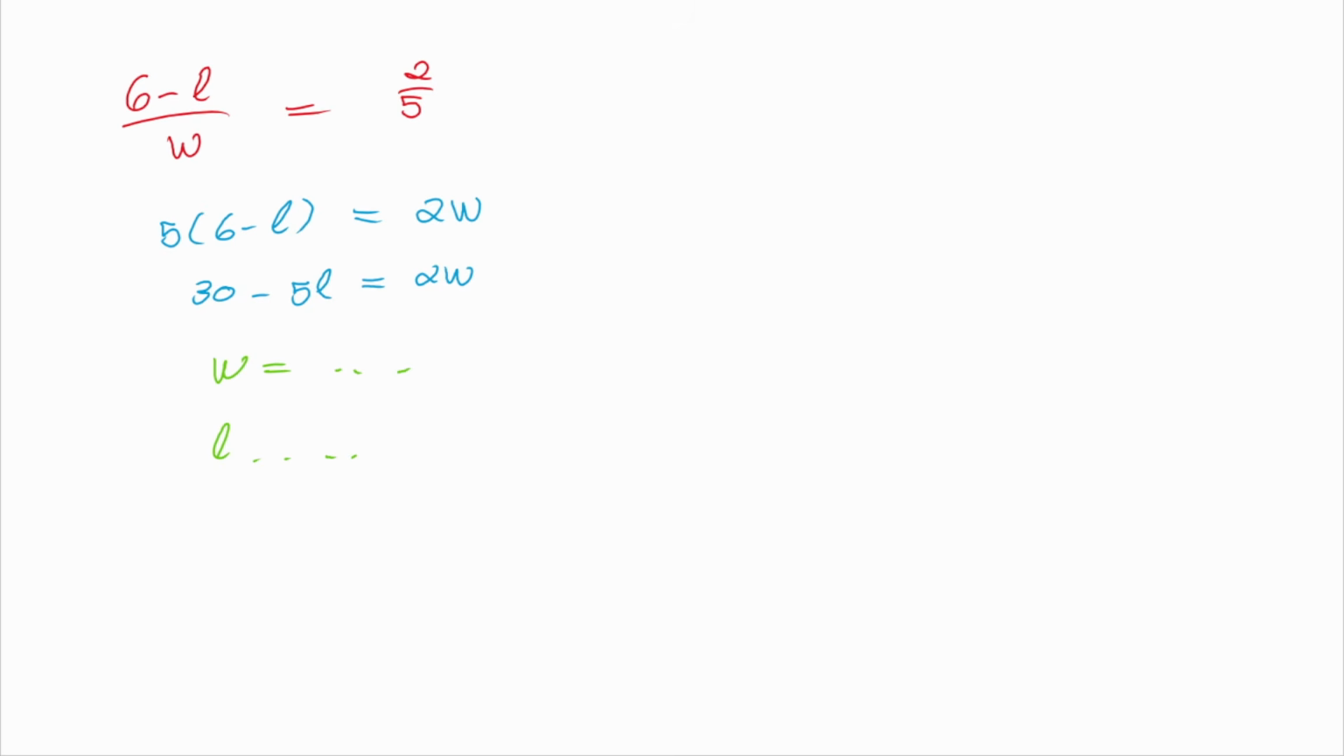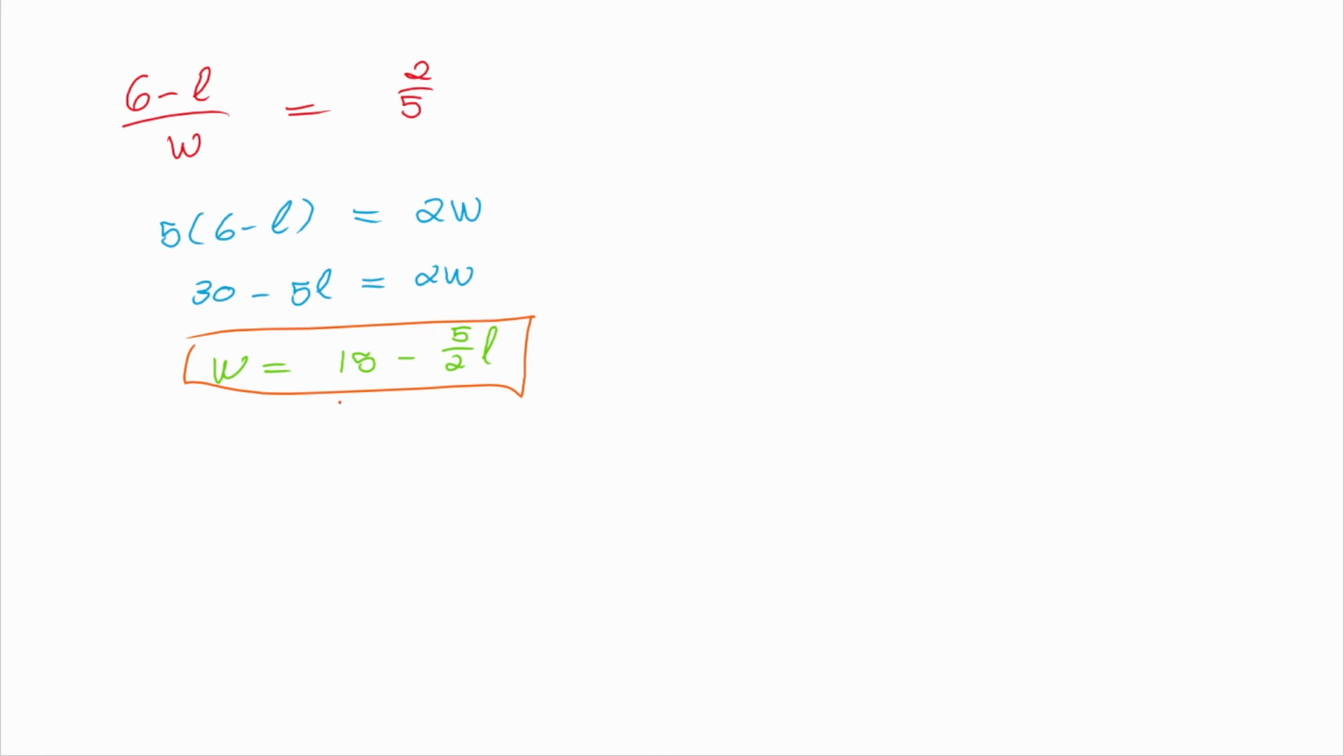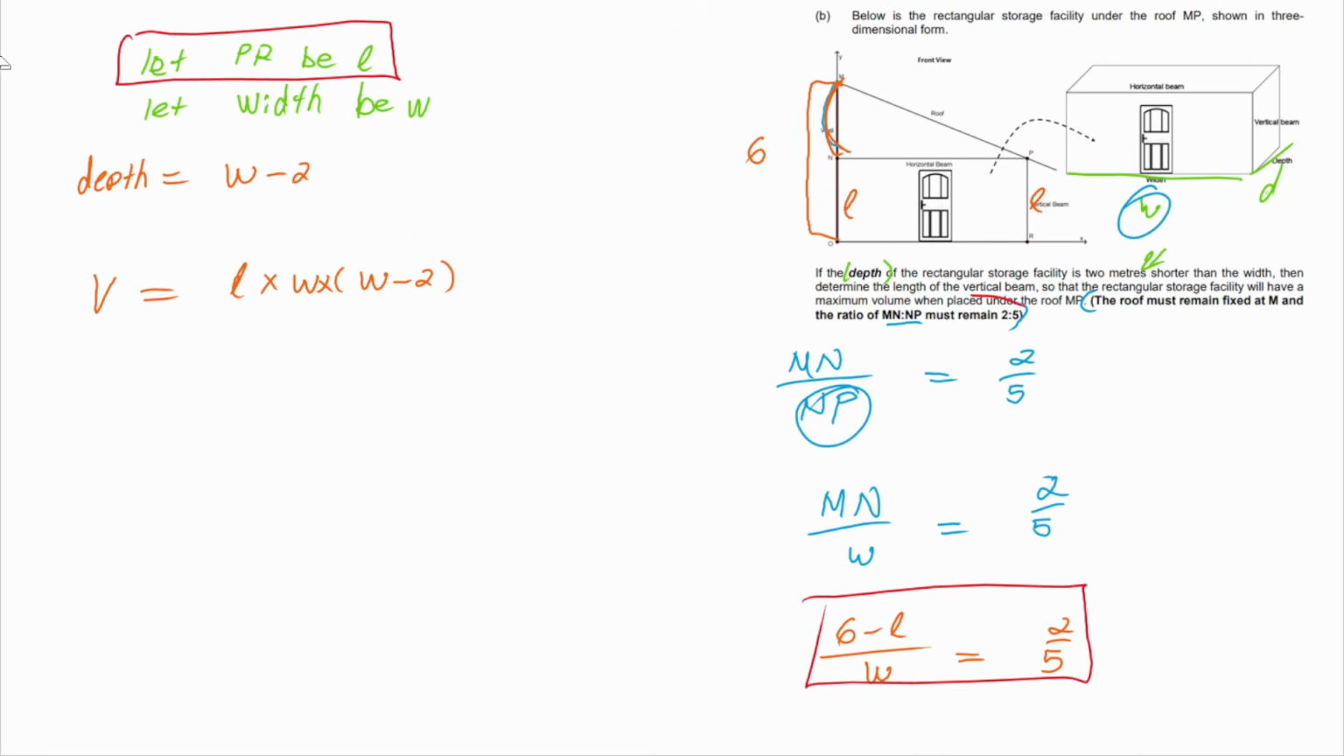I'm going to go with what I feel is easier right now, which for me is W. I'm going to make W the subject of the formula. So I divide both sides by 2. That's 15 minus 5 over 2 L. That is my width. So now I can replace every time I see a W. Whenever I see a W, I can replace it with this expression over here. So let me do that now.